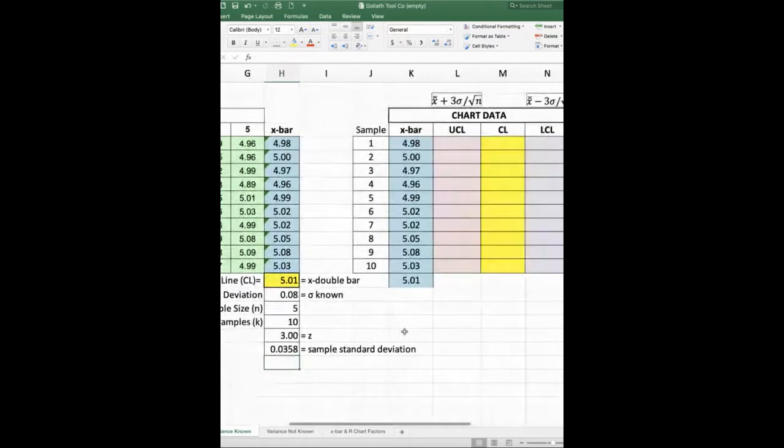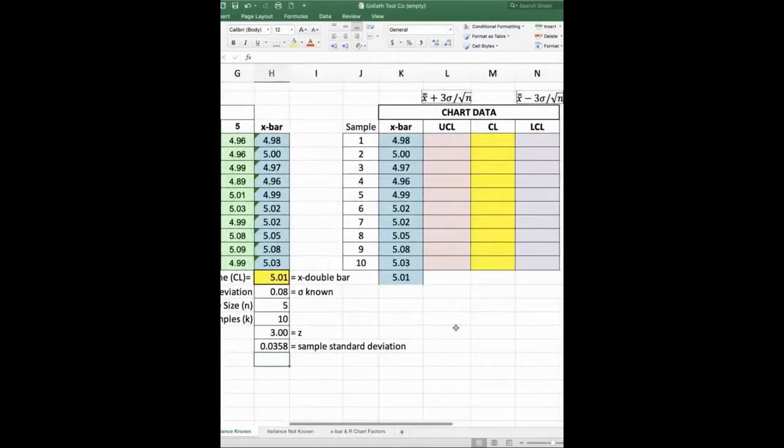And now using these values, I'm going to compute in this cell the value of the UCL, which is going to correspond to this formula right above it. So this is going to be equal to our X double bar, 5.01, which is in cell H16, plus our Z value, 3, times our sample standard deviation.